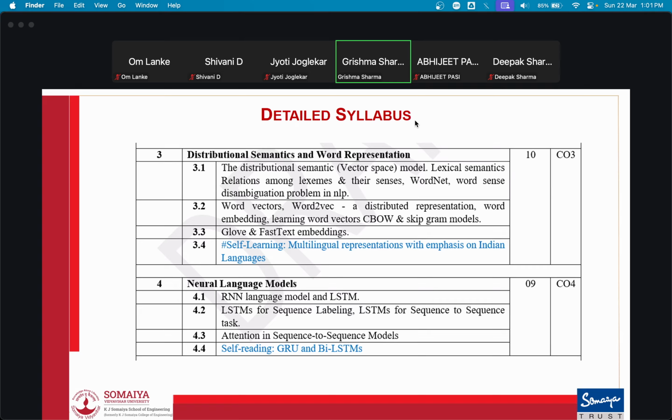Then comes the methodology nowadays used for various NLP applications, like neural language models. Starting from RNN and LSTM, that is, recurrent neural networks and long short-term memory. After RNN and LSTM, we have the sequence-to-sequence model used for various applications, and how to capture attention in a sequence-to-sequence model. These things are very important to understand the further advanced models in NLP and the LLMs we have. That is module number 4.